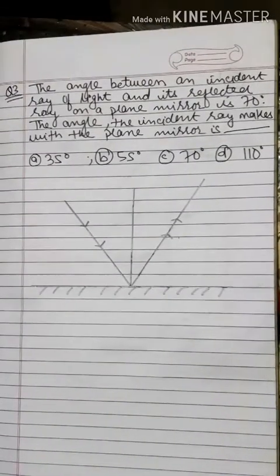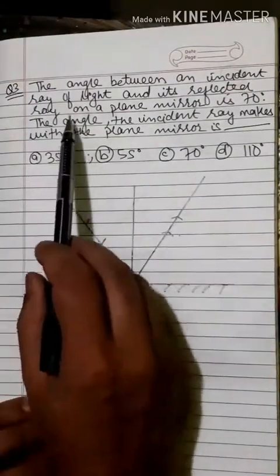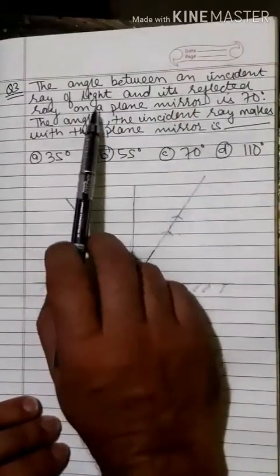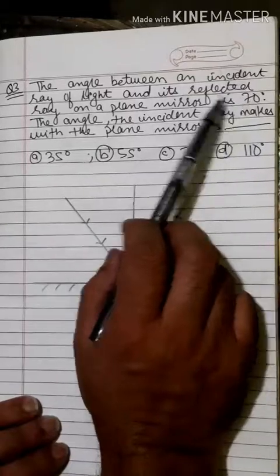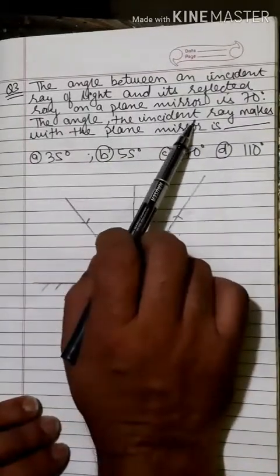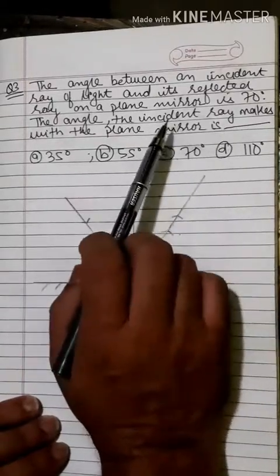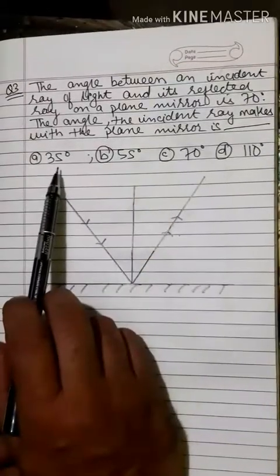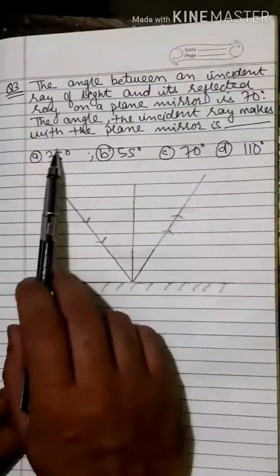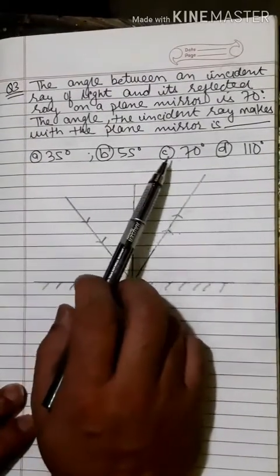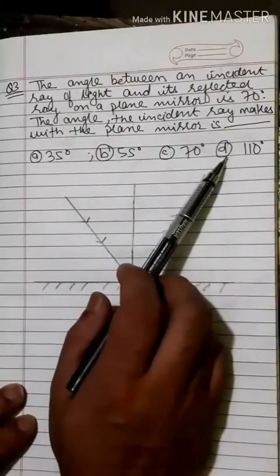The question reads as, the angle between an incident ray of light and its reflected ray on a plane mirror is 70 degree. The angle the incident ray makes with the plane mirror is. Okay, now we have to find what angle does the incident ray make with the plane mirror. Is it 35 degree or 55 degree or 70 degree or 110 degree?